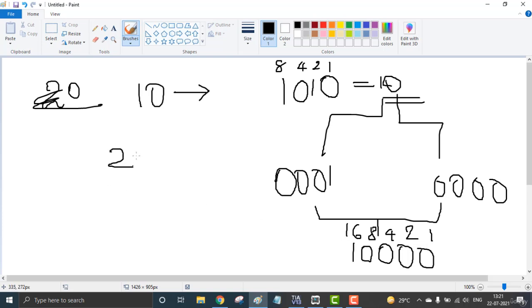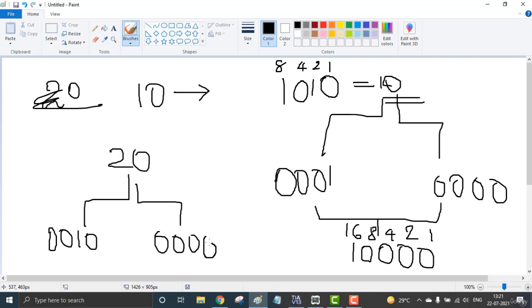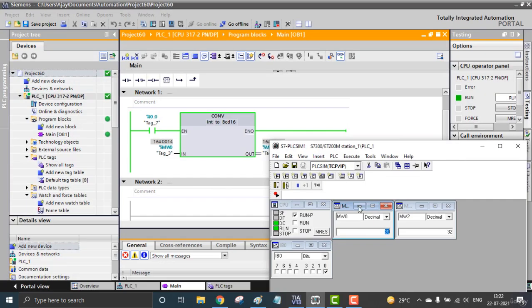When we go to 20, we get 32. The 2 is split into one digit and the 0 into the other. The 2 is 0 0 1 0, and the 0 is 0 0 0 0. So after 16, the next value is 32. If it is 22, we split it into 2 and 2, and 32 plus 2 equals 34. For 22, we get 34 as the BCD.